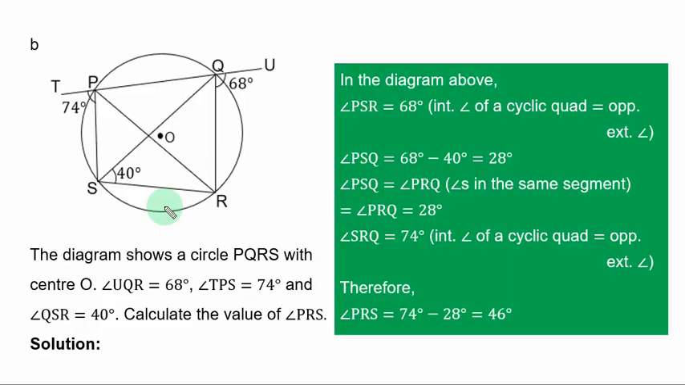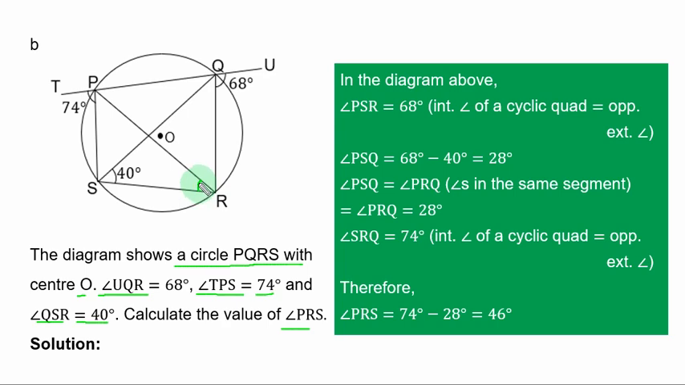Question 3b. The diagram shows a circle PQRS with center O. Angle UQR is 68 degrees. Angle TPS is 74 degrees. And angle QRS is 40 degrees. Calculate the value of angle PRS. That is this angle.